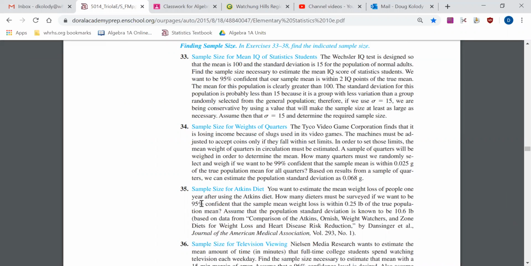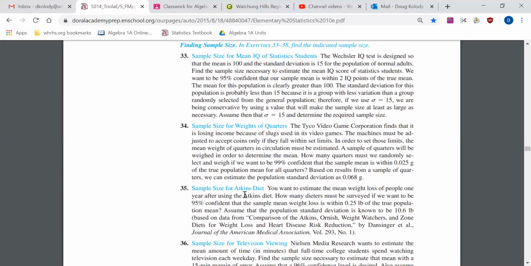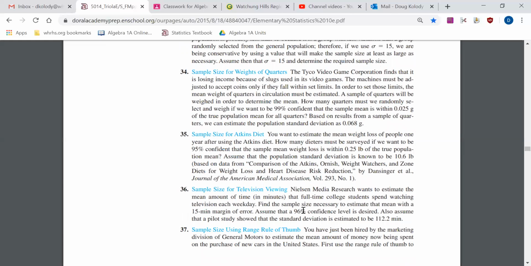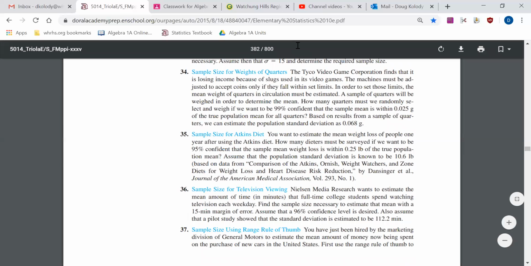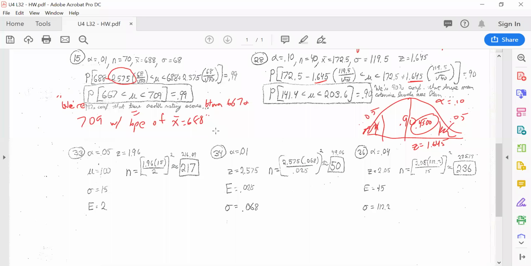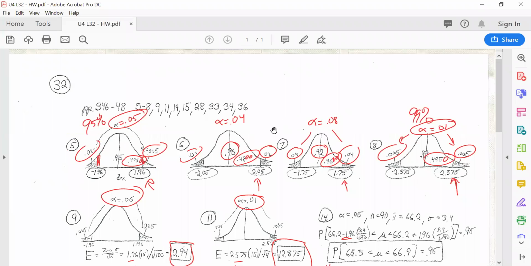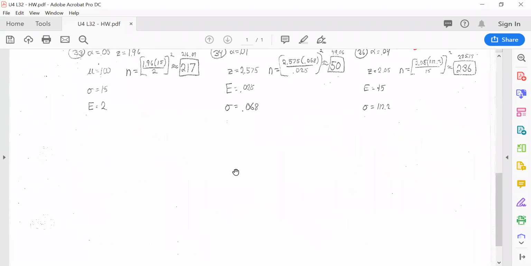And last but not least, 36, you want to be 96% confident. Ooh, that means alpha is 0.04. So let me go back to the homework. I do believe that up top here, we did alpha was 0.04. It's right here. When alpha is 0.04, the z-score is 2.05. So keep that in mind for number 36.